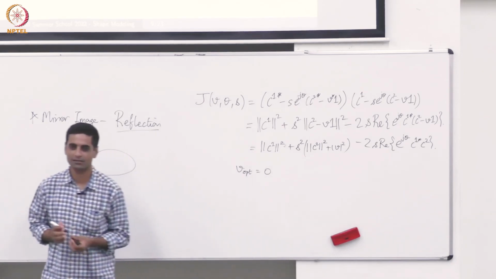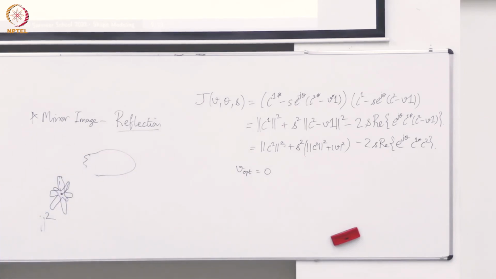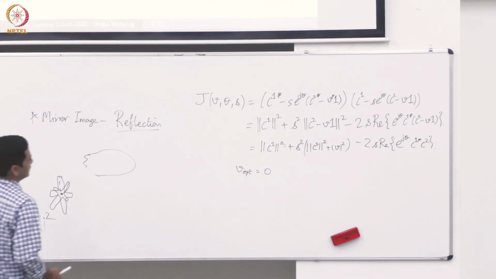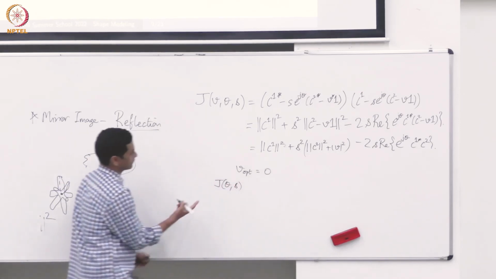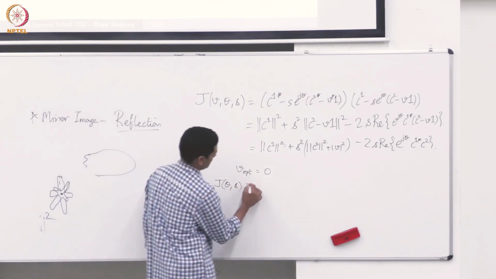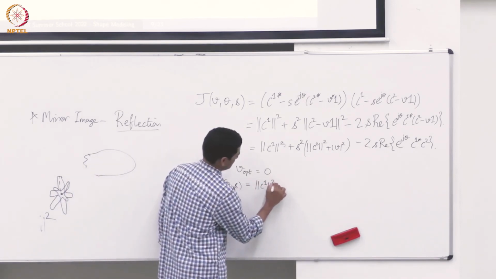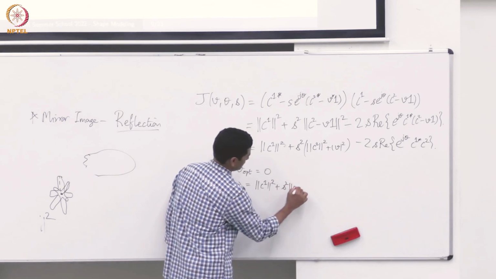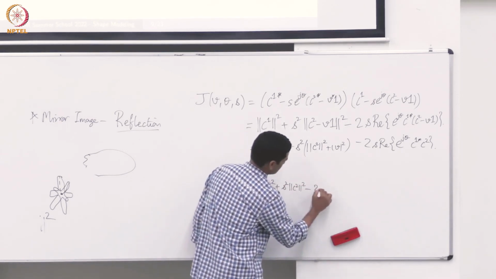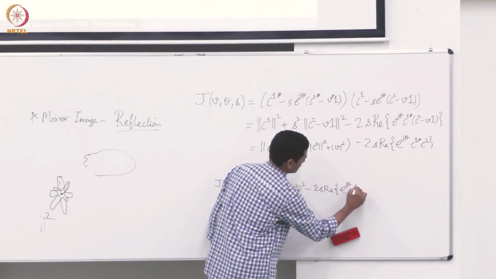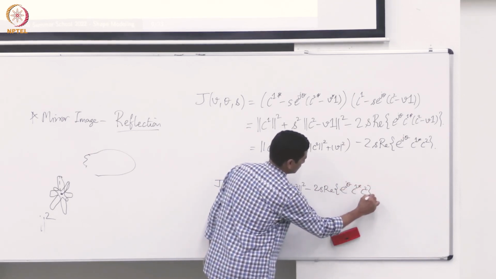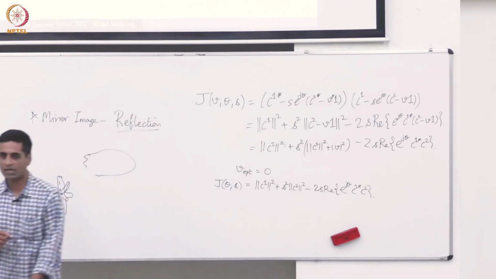What does it mean? By what amount are we translating? No translation. Okay. So that's the first thing. So then let's now write the cost function in terms of the remaining variables: c1 squared plus s squared c2 squared minus 2s real part of e to the power j theta c1 star c2. What should be the value of theta?